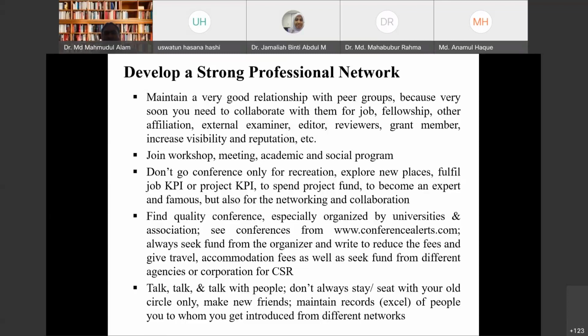And their website is conferencealert.com. If you go to this website, you will see thousands of conferences in every country every day, all over the world. So make your plan. When is your suitable time? Look at the association, look at the good conferences, and submit there. So you'll get ideas from the conference, and you get good networking.